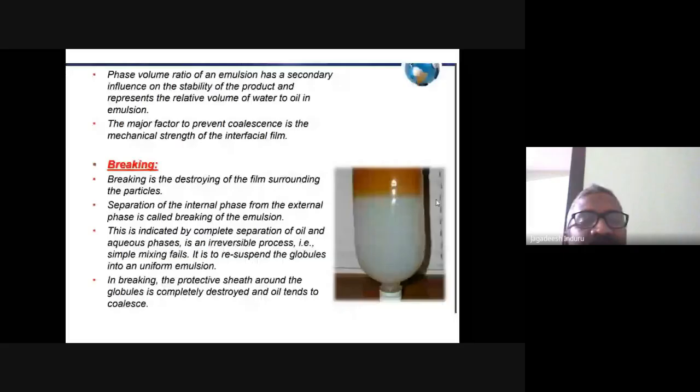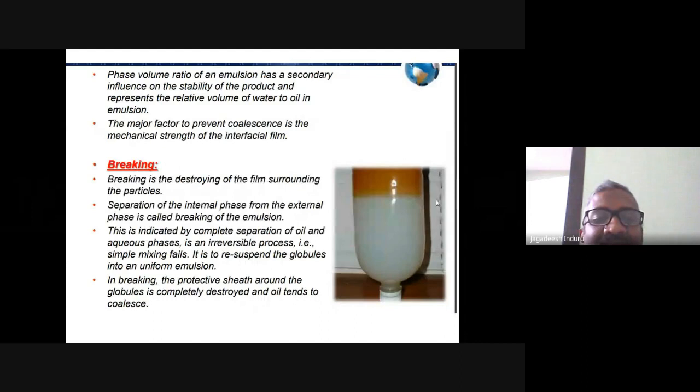Breaking is destroying the film completely surrounding the particles, and you are going to get two phases completely separated and visible to the naked eye. Separation of the internal phase and external phase is called the breaking of an emulsion. This is indicated by the complete separation of the oil and the aqueous phase. It is an irreversible process. That is, simply mixing cannot make the emulsion again.